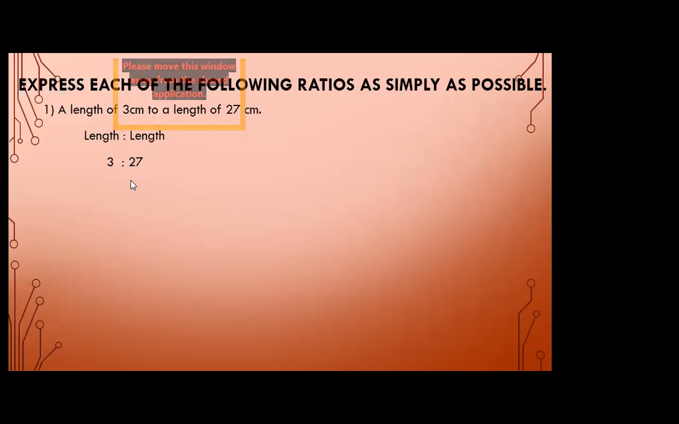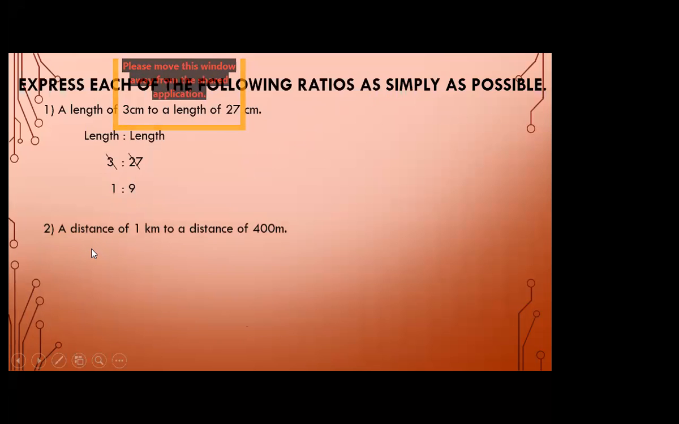Now, from the table of 3, we know that 3 ones are 3 and 3 nines are 27. Clear? So we get the answer. What is the question? Express each of the following ratios as simply as possible. So we have written it as simply as possible. We have given the simplified form in the answer. We get the ratio 1 ratio 9.